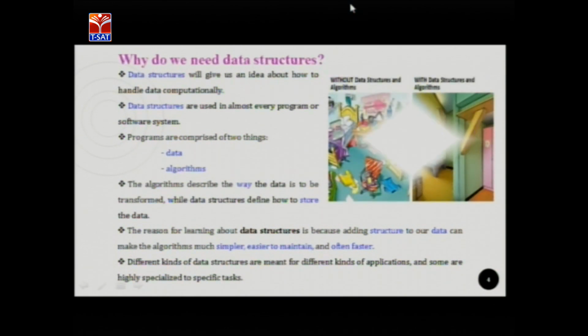In the picture we observe how programs perform without data structures and algorithms, and with them. In the left picture, the things are not arranged in a proper manner, so we cannot easily get things from it. In the right picture, the things are arranged in a proper manner, so that the thing which we require can be found easily.